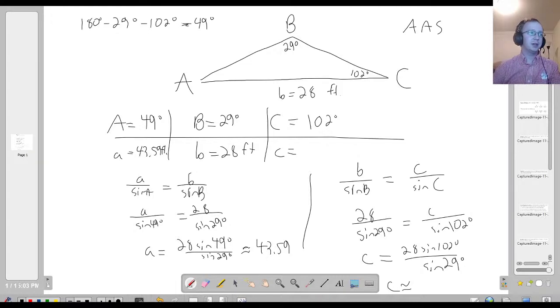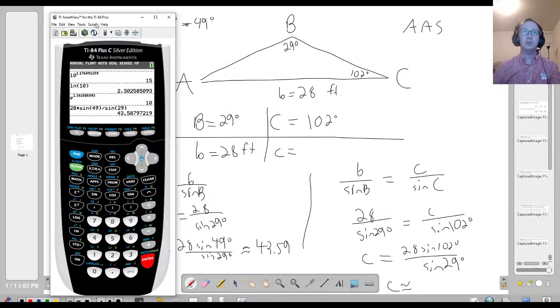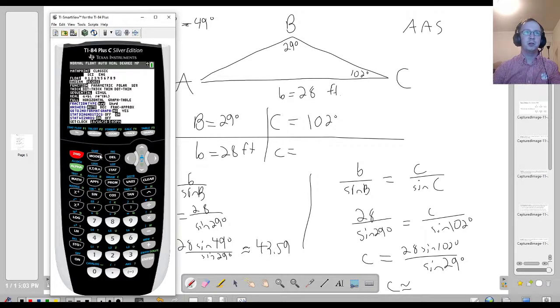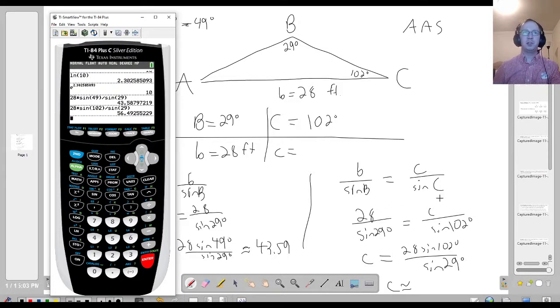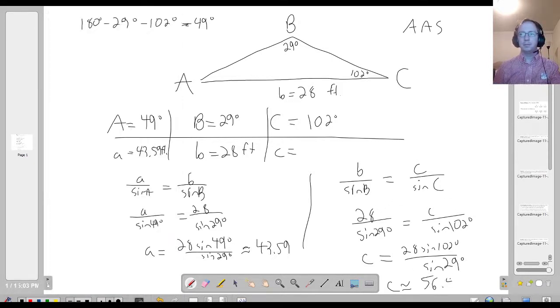So let's throw that in the calculator. I want to do 28 times the sine of 102 degrees, and then divide by the sine of 29 degrees. And it's always worth a double check. Am I still in degree mode? Yep. This time I'm coming up with 56.49. And of course, I know the units, so let's put feet.